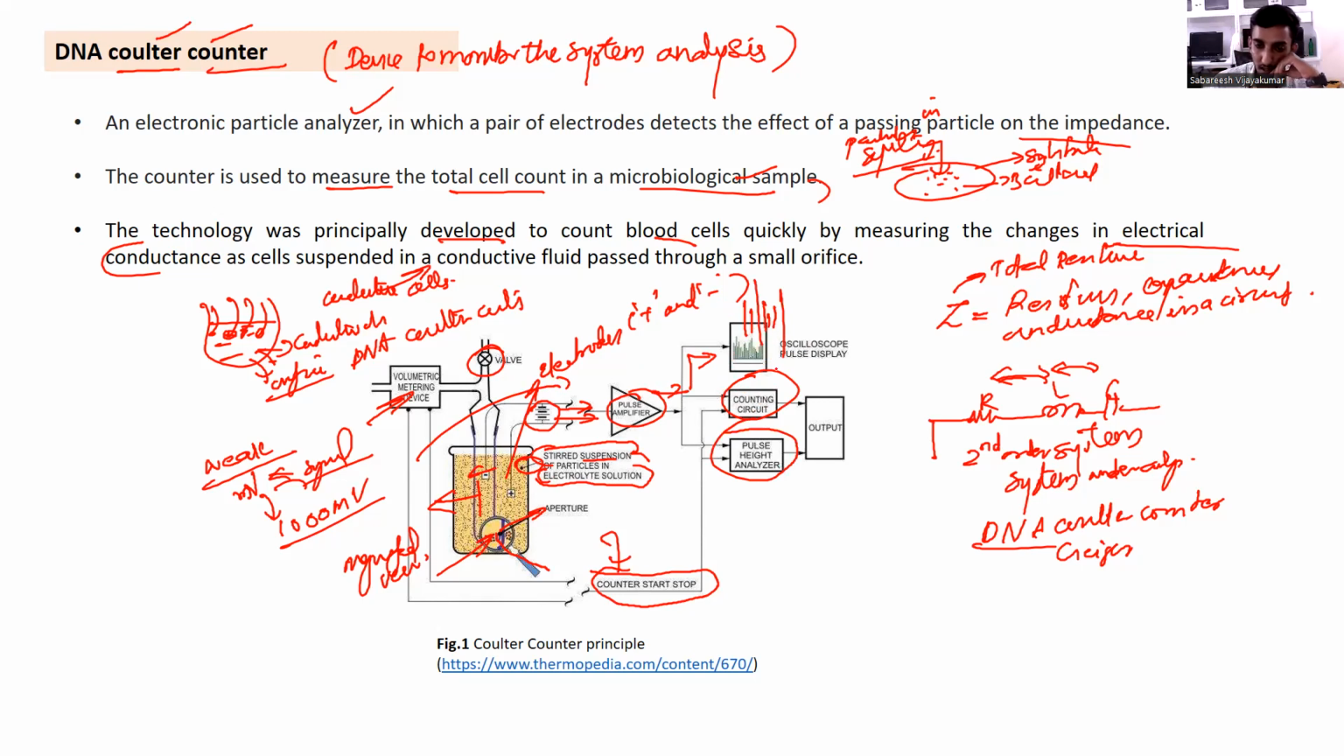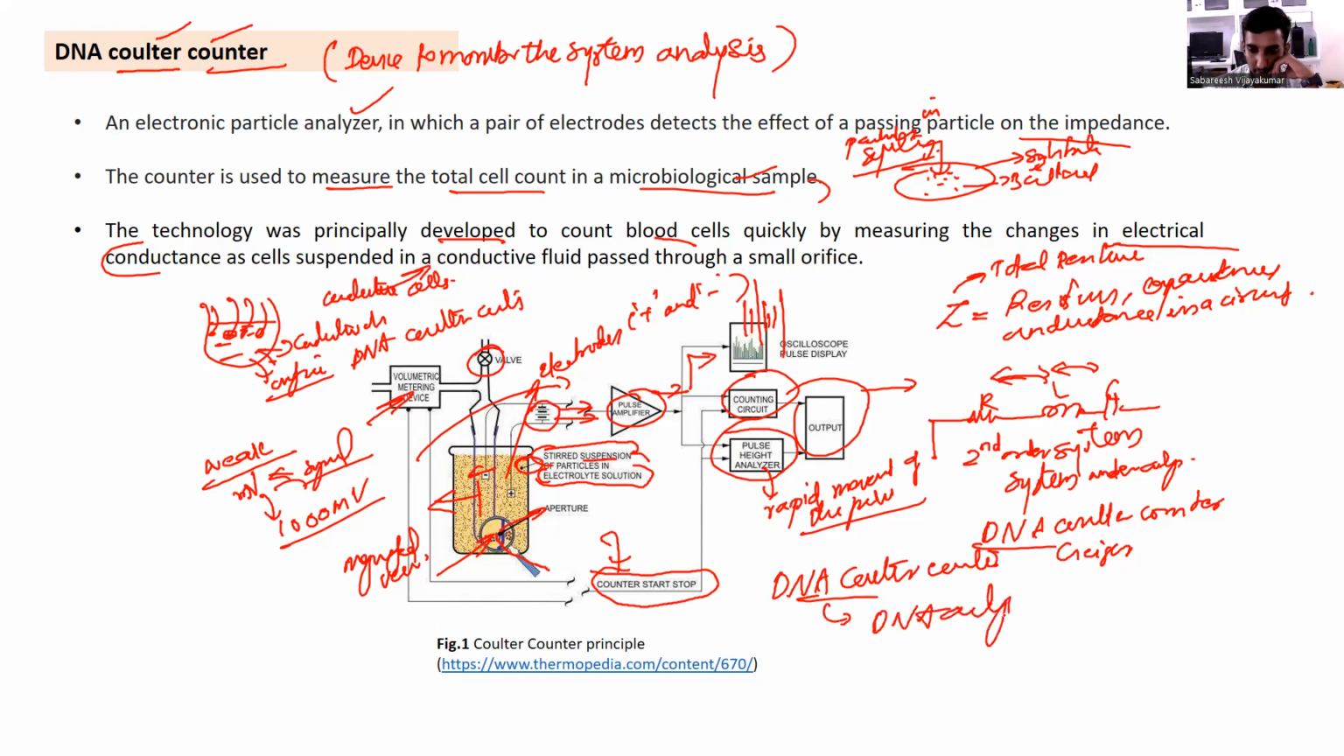How much is the height, or the rapid movement of the particles or the cells, will be determined by the pulse height. And finally, taking all this, the output signal will be displayed. So that is the principle of a DNA counter. So they are essentially using the DNA analysis type.